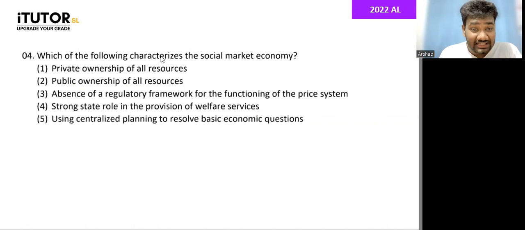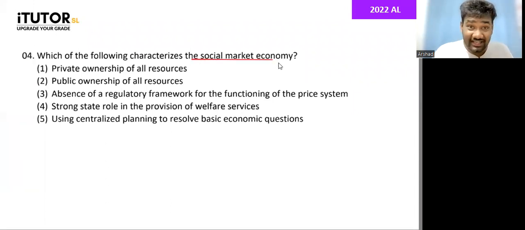Which of the following characterizes the social market economy? What do you all think is a characteristic? Easy one, guys. Remember, I taught you all social market economy. Opportunity cost is not a demand, right? No, opportunity cost doesn't show demand, guys. Opportunity cost is showing us what you have to sacrifice. Which one do you think is a characteristic of a social market economy?